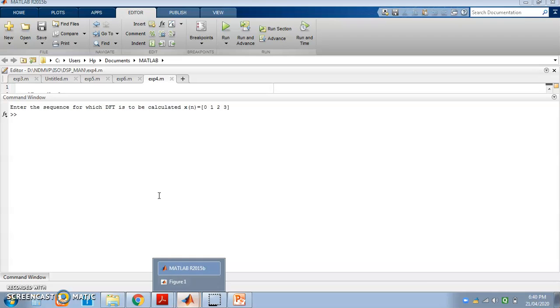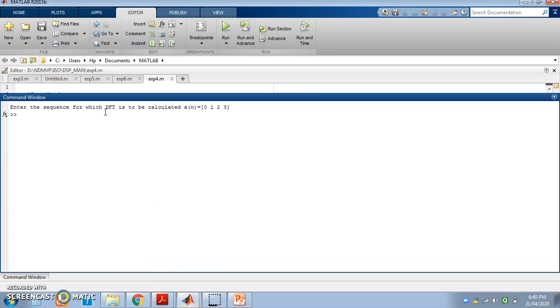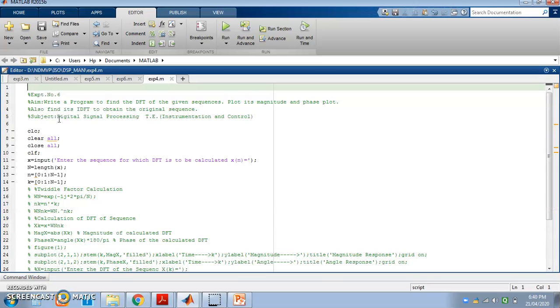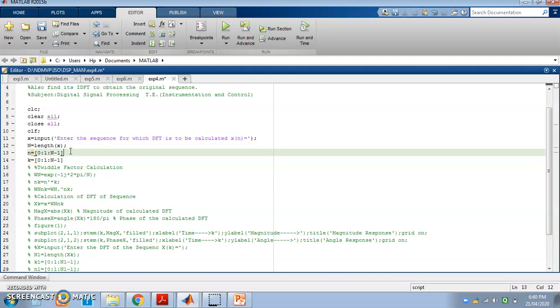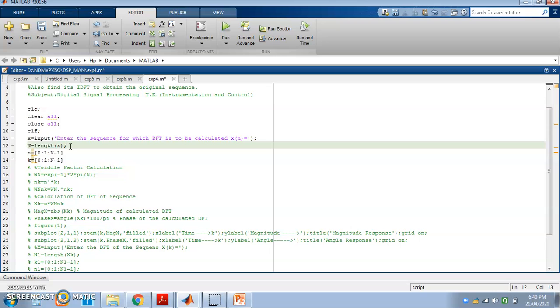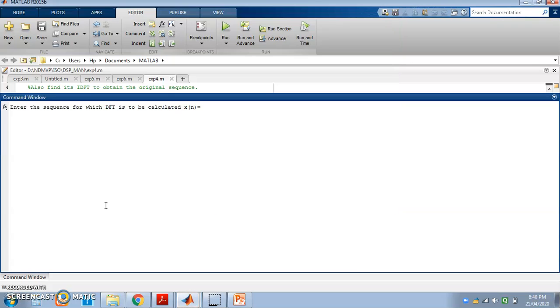Now I will come to the MATLAB editor, and here I can uncomment this statement, that is for small n, small k and the capital N. If I run this code and enter the sequence 0, 1, 2, 3 in the command window, it is observed that the length of the sequence is 4. So there are 4 sample values, that is 0, 1, 2, 3. So small n will range from 0 to 3 and small k is also ranging from 0 to 3.